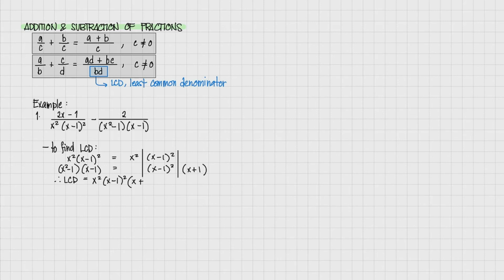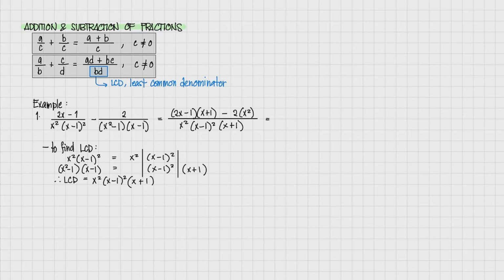So now we could proceed with our subtraction. From the least common denominator, we're just going to apply this one dito sa ating problem. So our least common denominator is x squared times x minus 1 squared times x plus 1. Then we have the first term, which is 2x minus 1. Multiply natin yan by x plus 1. And then the second term, we have 2 multiplied by x squared. Okay. Next, we simplify this further.